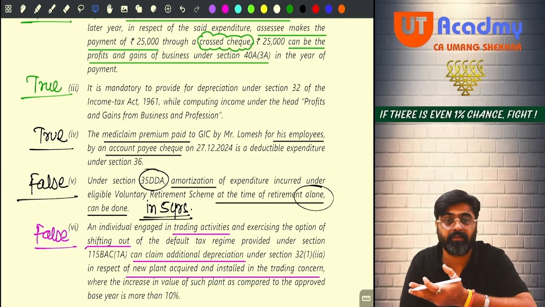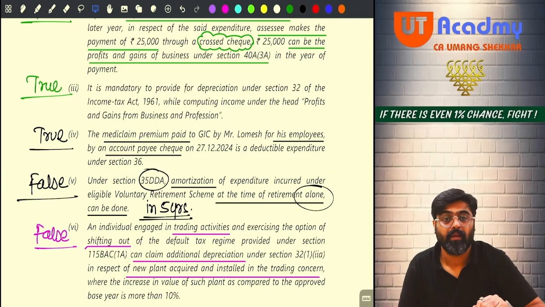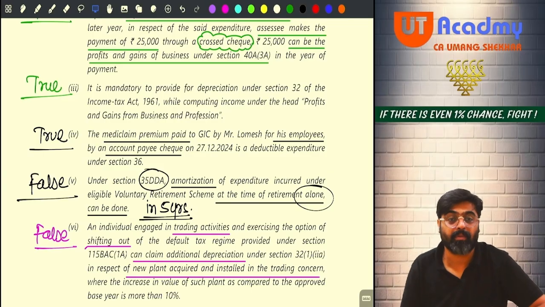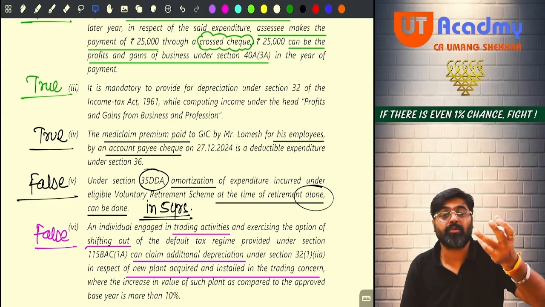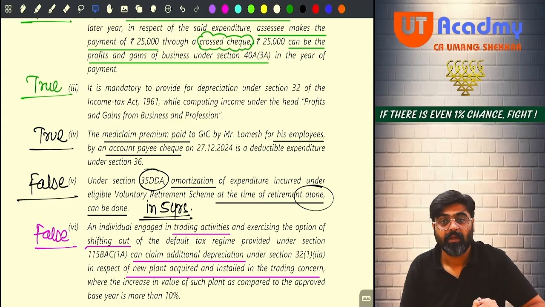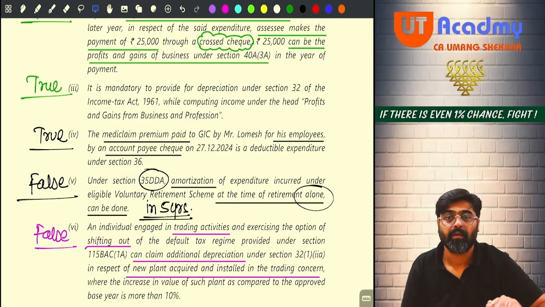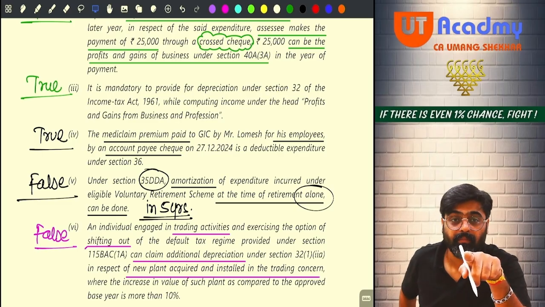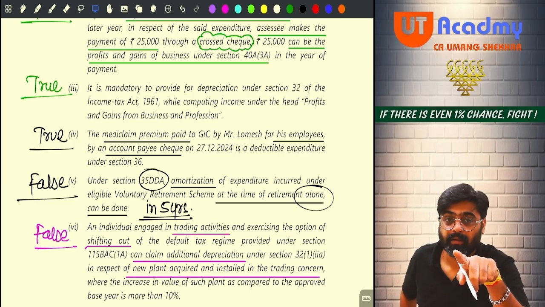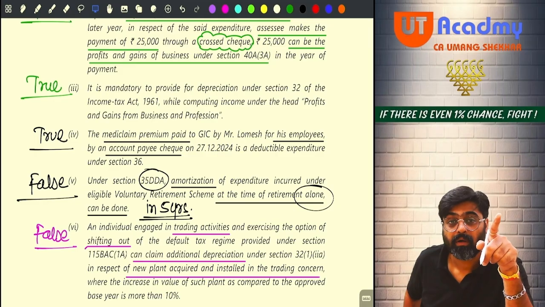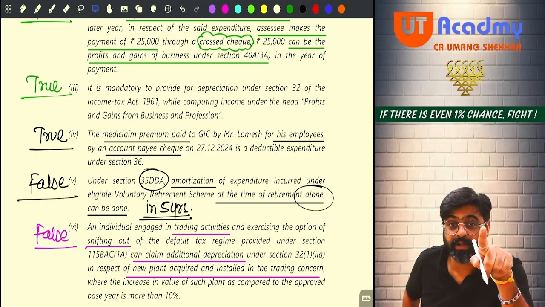Yes, under section 36 subsection 1 clause 1b, any medical insurance premium of the employees, any group insurance premium of the employees, any personal accident policy premium of the employees is allowable as a deduction under section 36 subsection 1 clause 1b. But mediclaim of the employee must be paid by way of a mode other than cash. Only then it will be allowed.